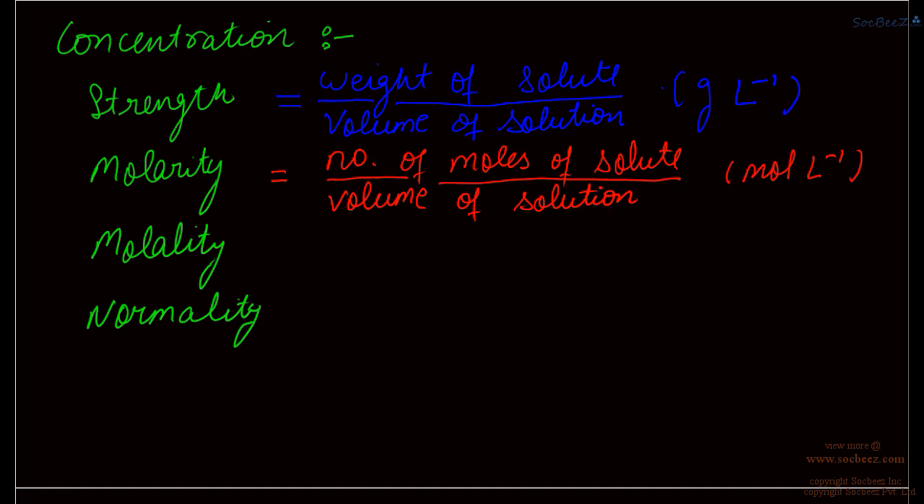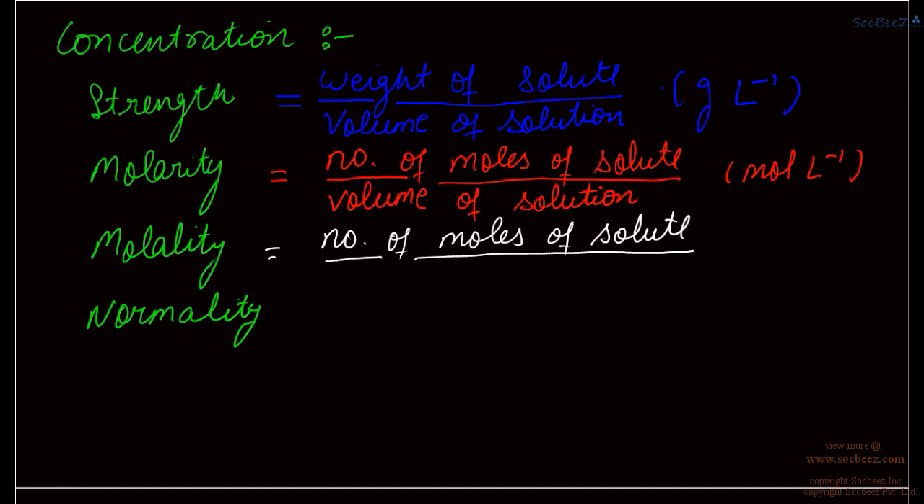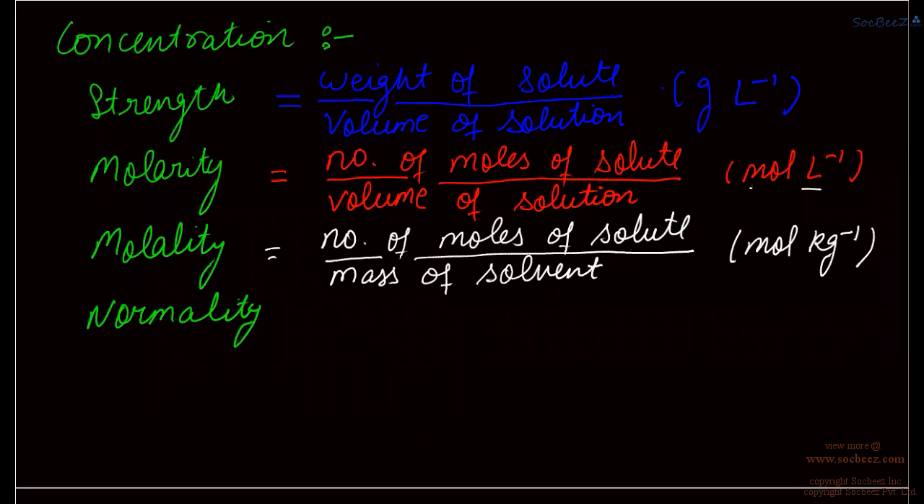Okay. Now, if we deal with the mass of solute and the mass of solvent, then we get another term to represent concentration, that is known as molality. Molality is the number of moles of solute divided by mass of solvent. Remember, here we consider mass of solvent, not the mass of solution. So its unit is mole per kilogram. So by looking at the units, we can say that in case of strength, weight of solute is taken in grams and the volume of solution is taken in liter. In case of molarity, number of moles of solute is taken and the volume of solution is taken in liters. In case of molality, number of moles of solute are taken and the mass of solvent is taken in kilogram.